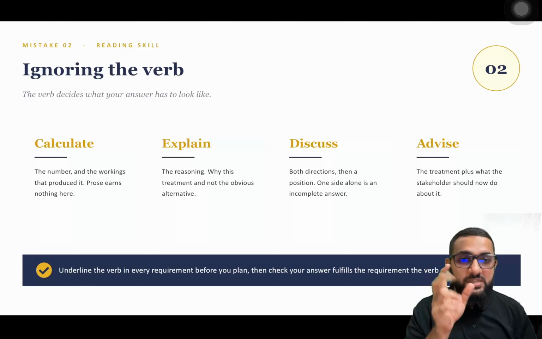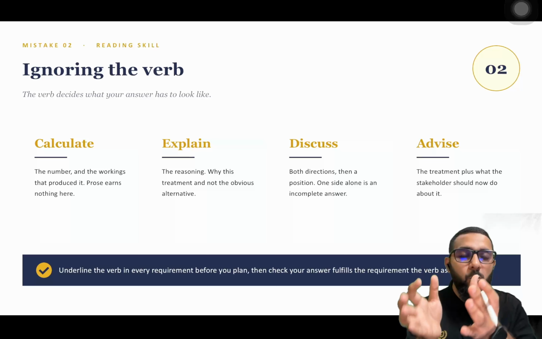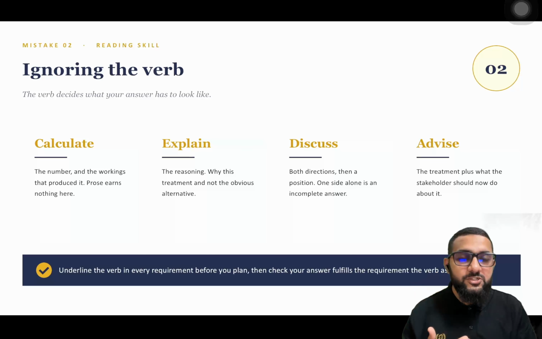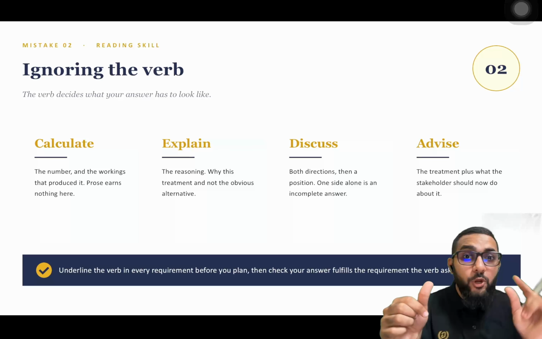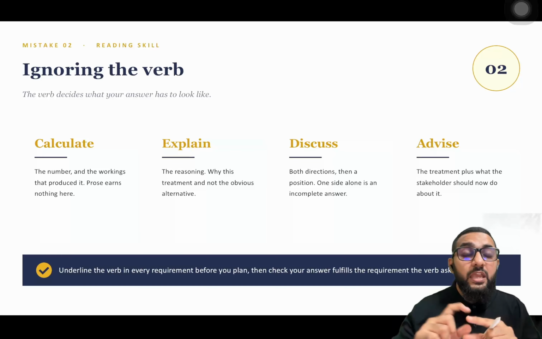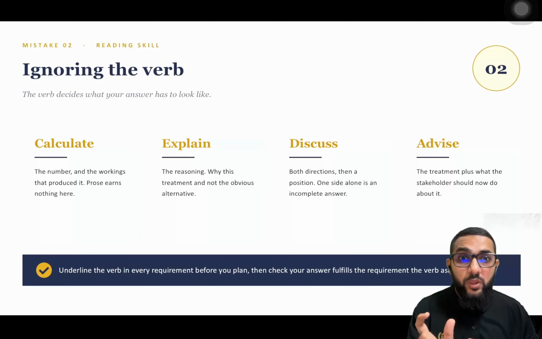When you're asked to discuss, you are required to weigh both the sides and take a position. Conclude, you're supposed to bring a conclusion. If you ignore the verb and you do not bring the conclusion where you're supposed to conclude, or you do not weigh two sides where you're supposed to weigh both the sides, you are going to lose marks there. Now, weighing both the sides is also another mistake that the candidates make that we will be looking at shortly.